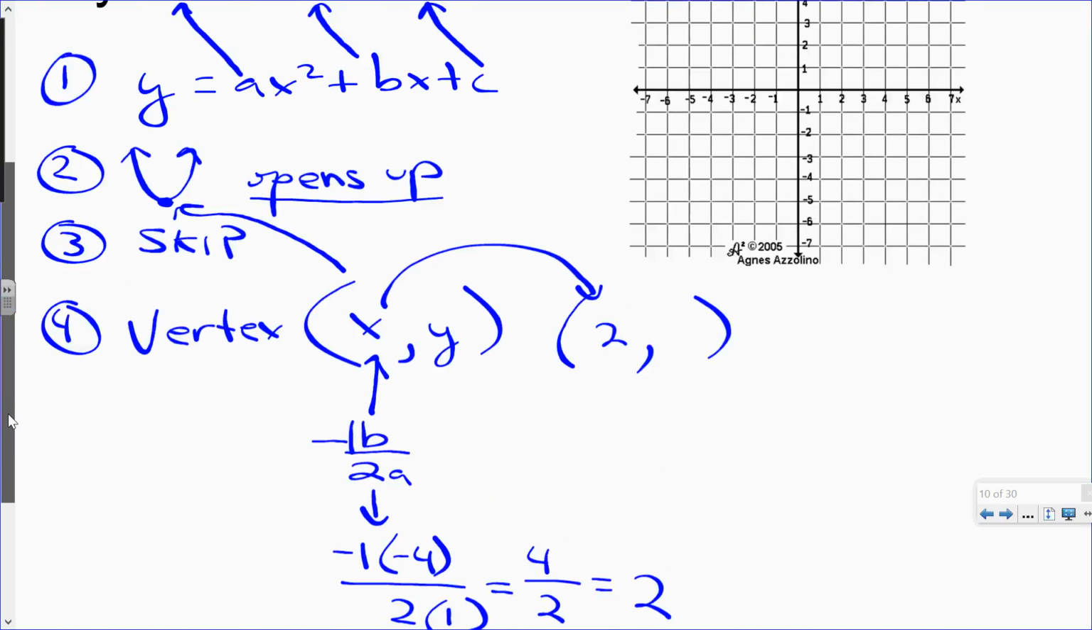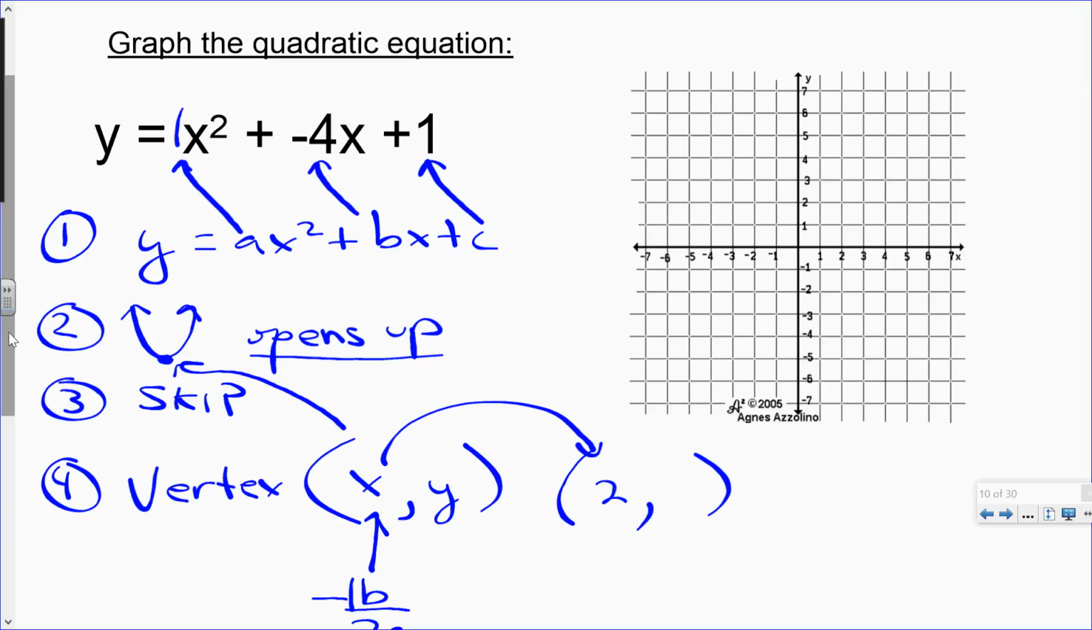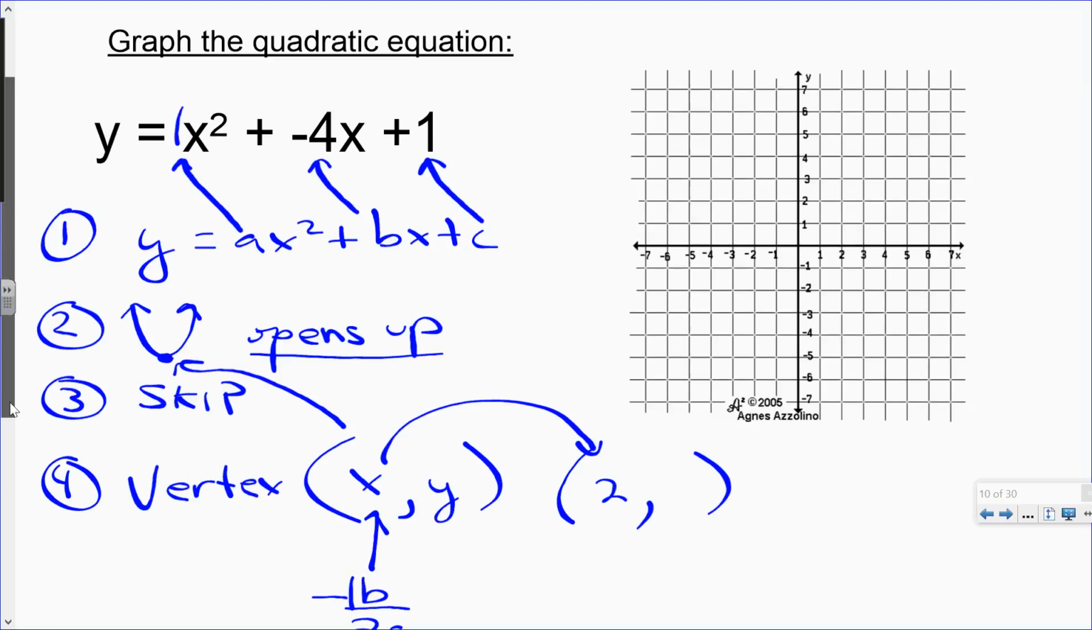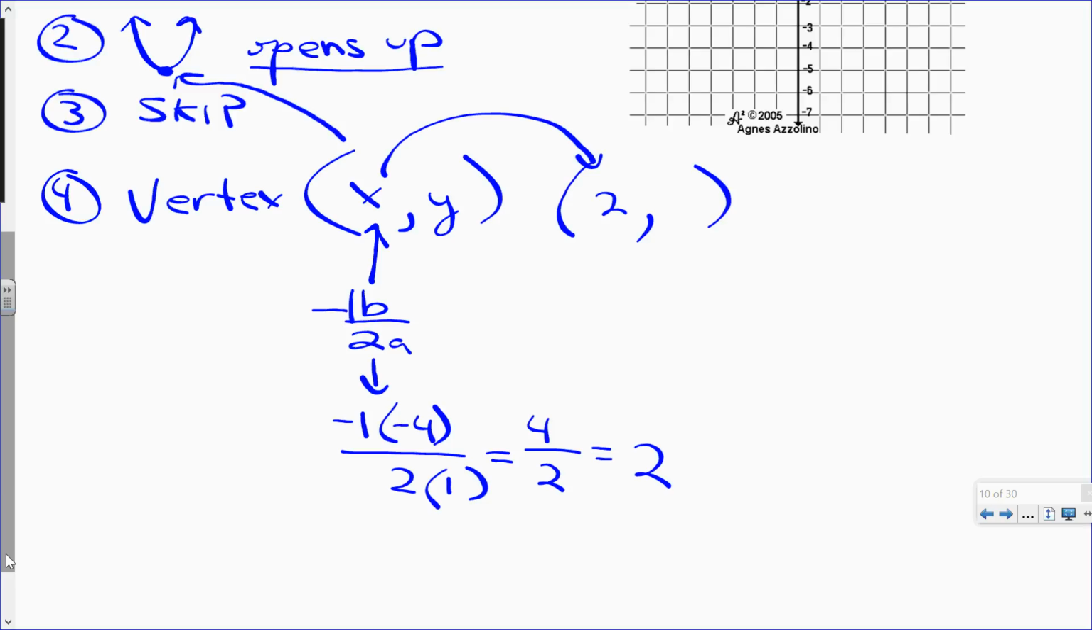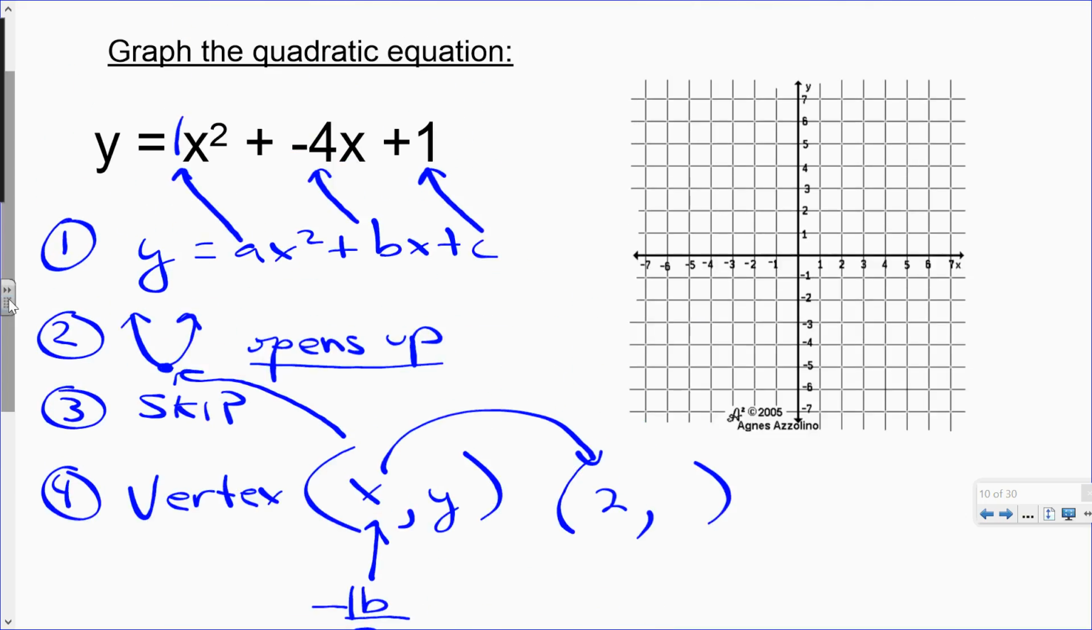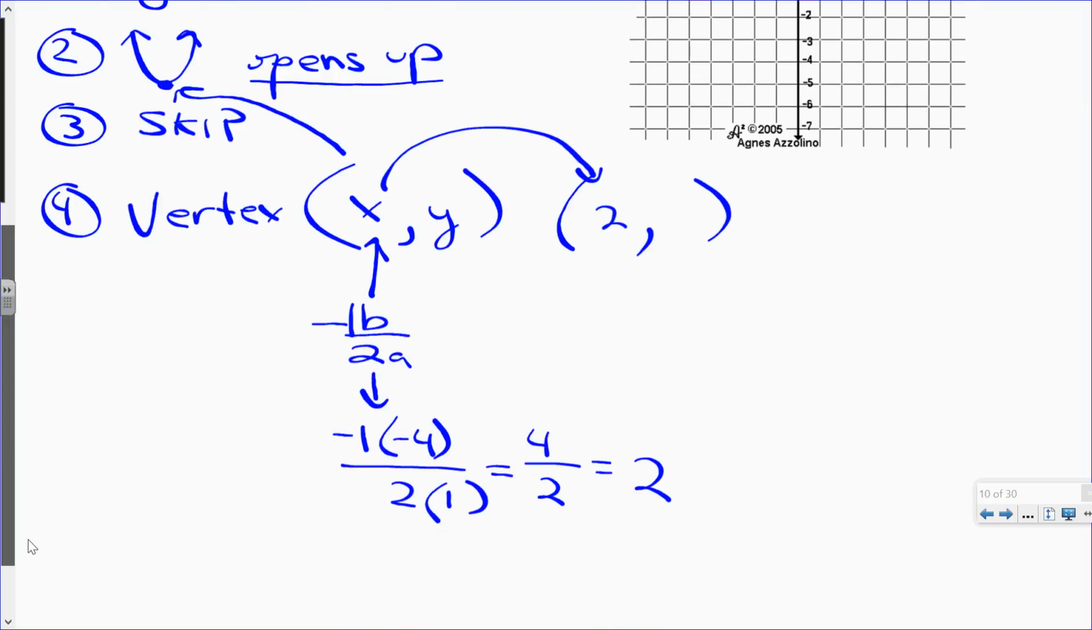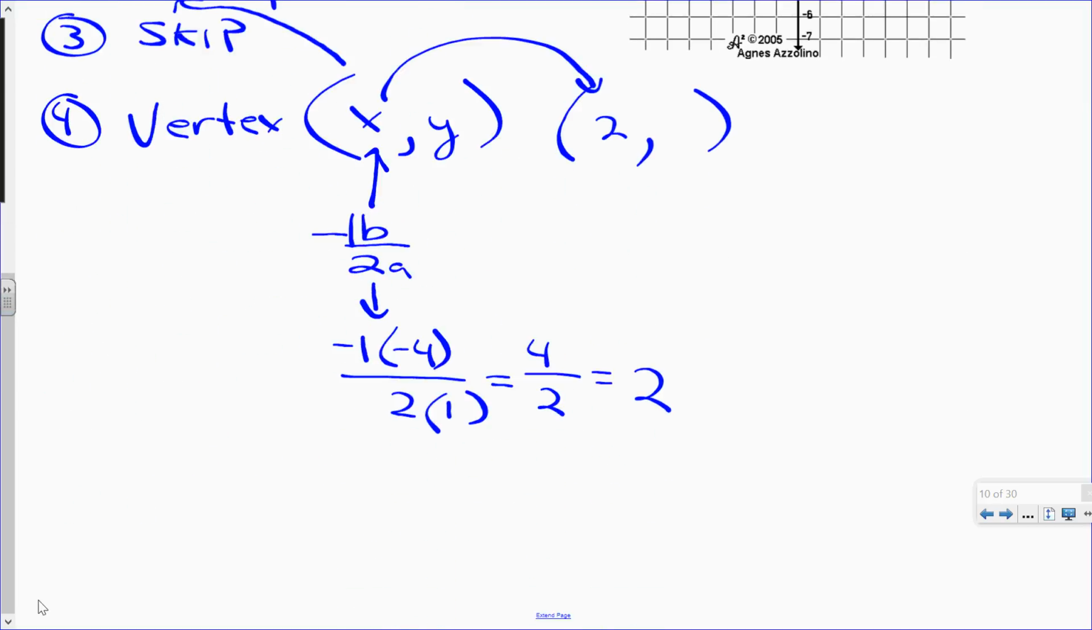So the original equation was way up here. Now look at x squared plus negative 4x plus 1. Wherever I see x now, I'm going to replace x with 2. And I'm going to be able to get my y value. Because look, what is y? Let's look at the equation. Y equals whatever happens over here. Well, let's replace x with 2. We just got x. X is 2. Let's figure out our y now.